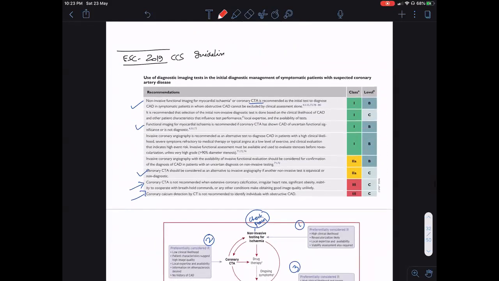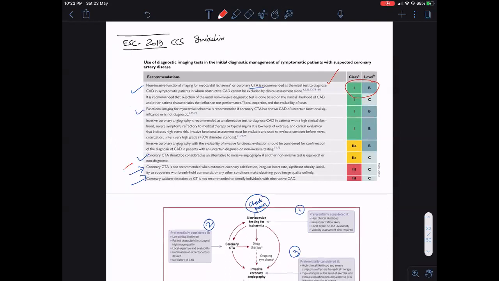So moving on to the recent guidelines, there's a class 1 indication for CT, especially as an initial test to diagnose CAD in patients.